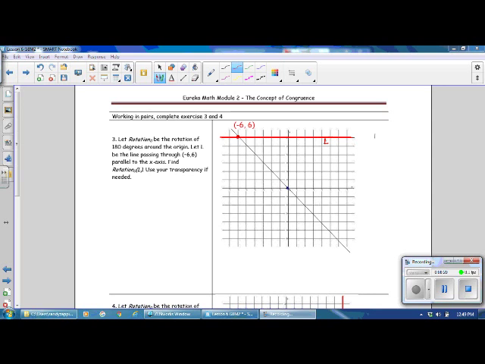Number 3, let rotation O be the rotation of 180 degrees about the origin. Let L be the line passing through (-6, 6), parallel to the x-axis. Find the rotation about the origin of line L. Use your transparency if needed. What I want you to do on this problem is to take your tracing paper and place it over the image, and then I would like you to draw this line right here through the point and the origin and extend it. And that way we'll have our line of rotation when we move our transparency paper.